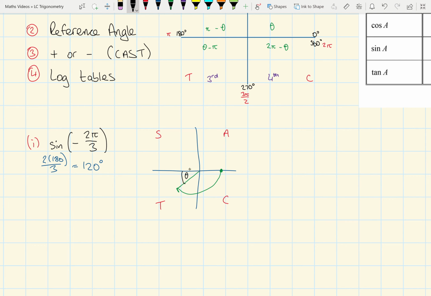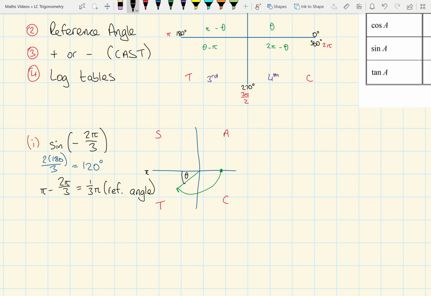So we know the angle here will be pi. So for us it's going to be pi minus 2 pi over 3. Pop that into your calculator. So pi minus 2 pi over 3 will give you 1 over 3 pi as your reference angle.